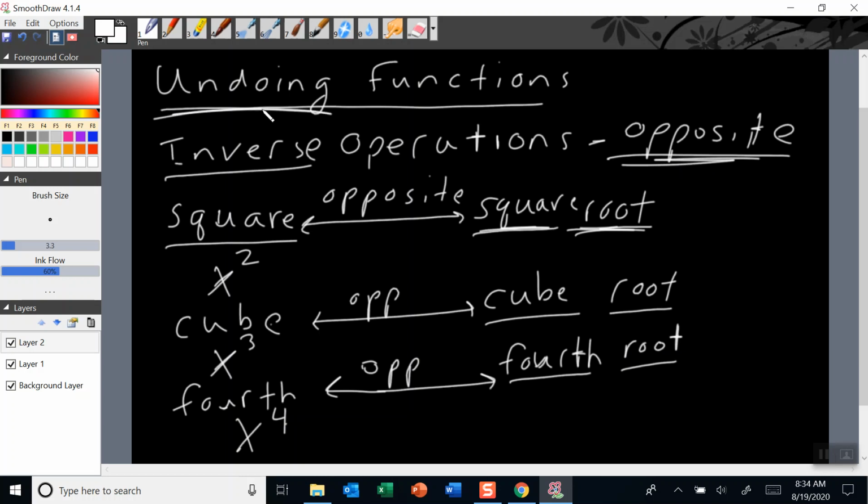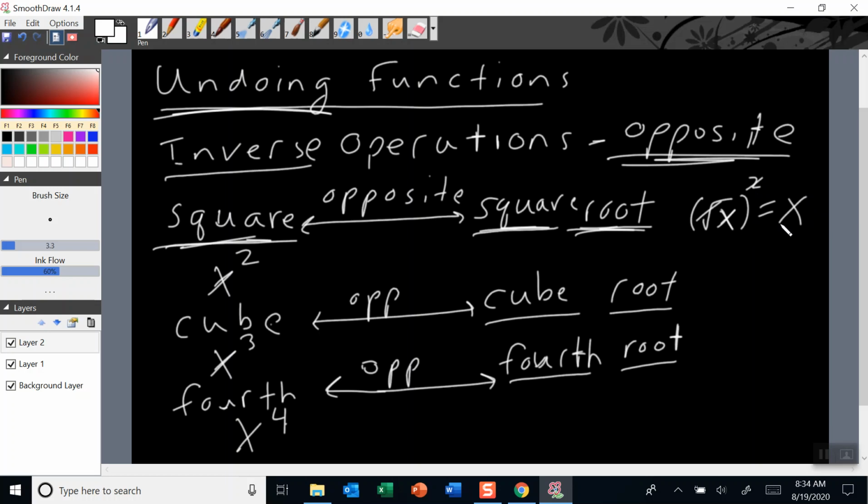Now, I say that these things are opposites, which when you use them in conjunction with each other, it undoes the function. So what does that mean? Well, let's say I had the square root of x. How do I get rid of a square root? What is the opposite of a square root? Well, it's a square. So, if I square this whole thing, the square root, the square, they cancel, and we get whatever is on the inside.